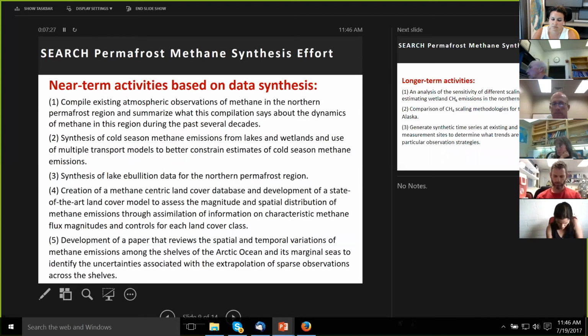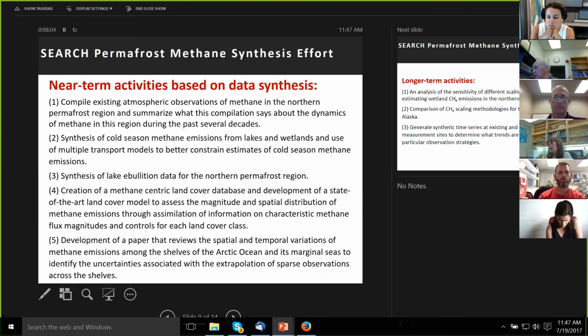So just to quickly go over what the near-term activities are. One is to compile existing atmospheric observations in the northern permafrost region and summarize what the compilation says about the dynamics of methane in the region during the past several decades. Another is something that both Chip and Eugenie hit upon, the need to synthesize cold season methane emissions from lakes and wetlands, and also the use of multiple transport models to better constrain estimates of cold season methane emissions.